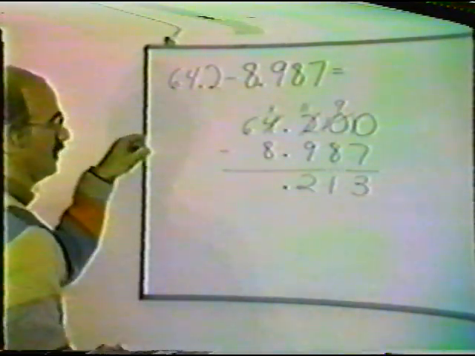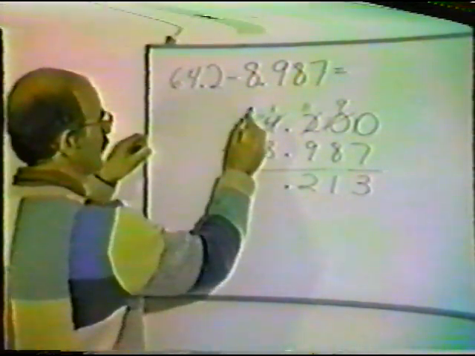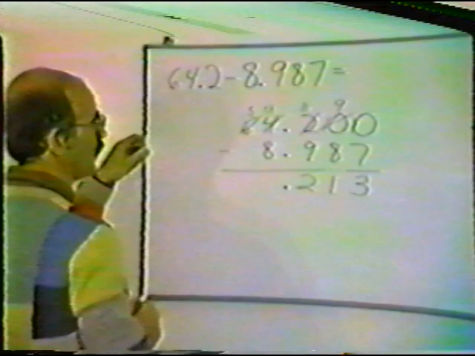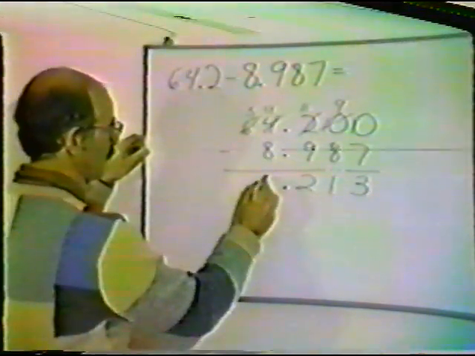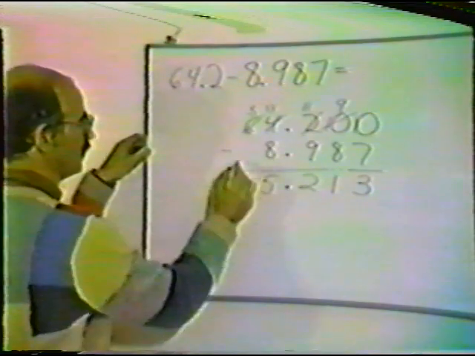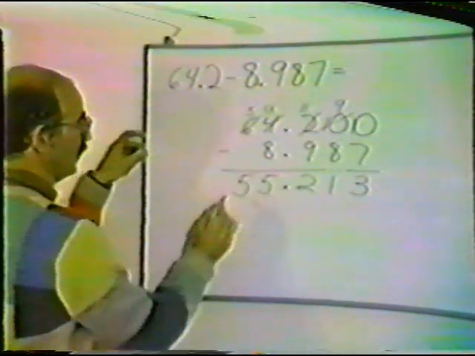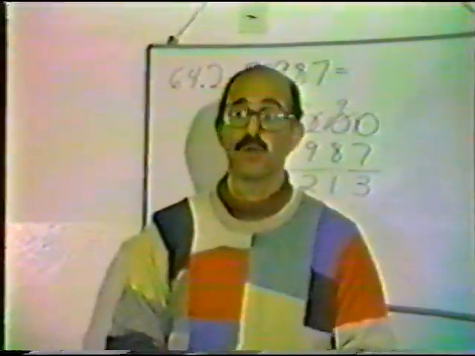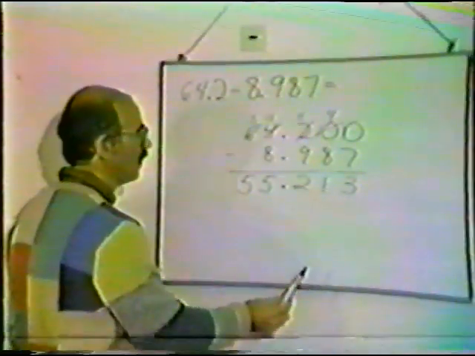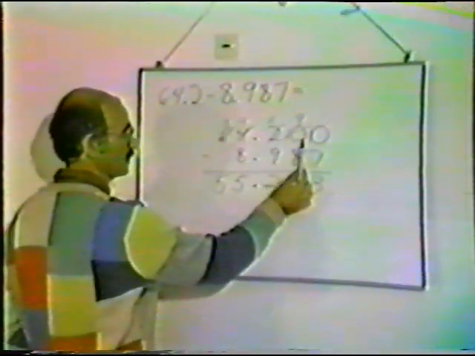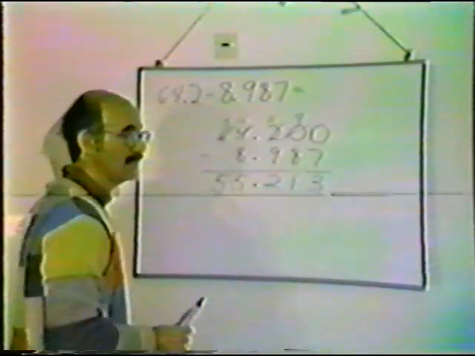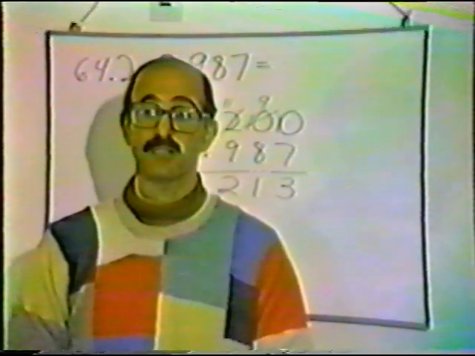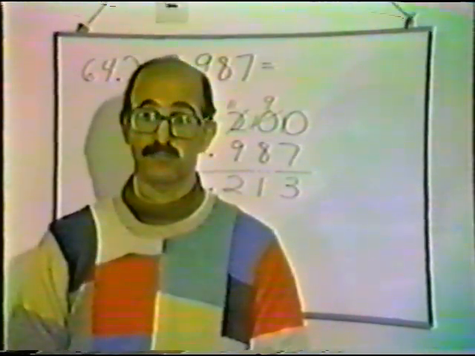3 take away 8. Can't do. The 6 becomes 5, so that the 3 becomes 13. 13 take away 8, 5. 5 take away 0 is 5. And that's all you have to know for subtracting decimals. Remember, when there are empty spaces in this top number, the number you're subtracting from, you will have to fill those decimal places with zeros before you can subtract.